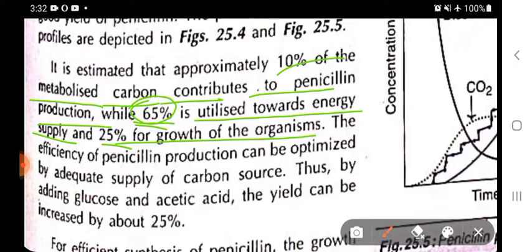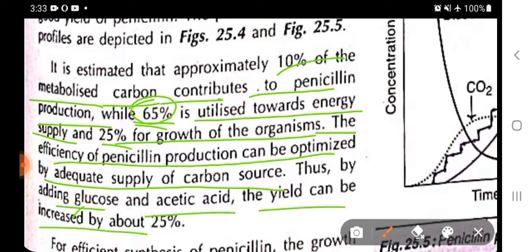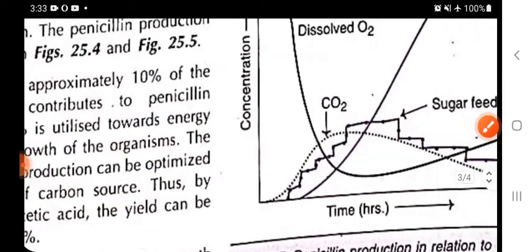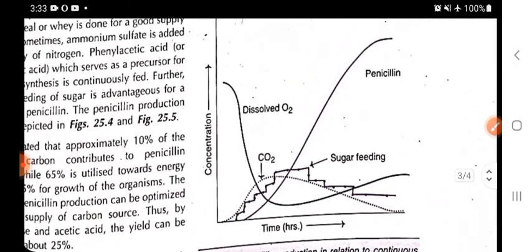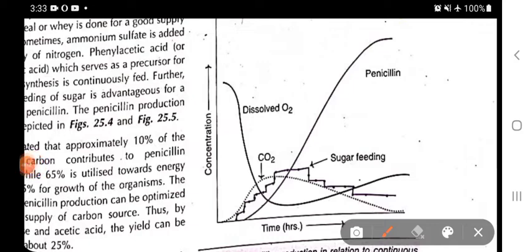Okay. The efficiency of penicillin production can be optimized by adequate supply of carbon source. So we can increase the production of penicillin if we can adequately supply the carbon source, right? Like by adding glucose, by adding acetic acid, we can increase the yield of penicillin by about 25%. As we can see in this continuous culture graph, continuous supply of the sugar causes, at a certain time, an increase in the fold of penicillin production, you can see.